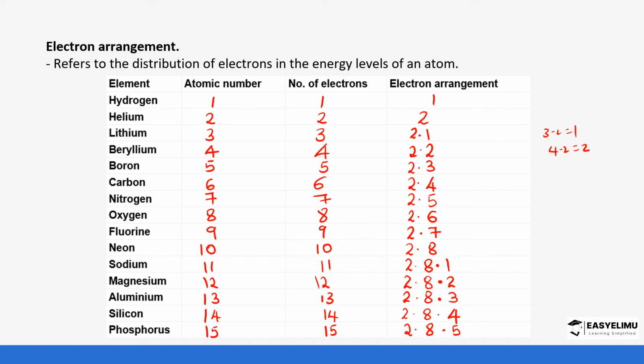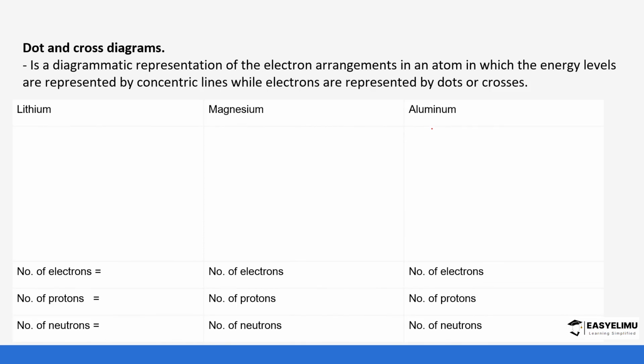The next thing we are going to look at, now that we are able to arrange the electrons, is that we can represent this electron arrangement in a dot and cross diagram. We are going to use dots and crosses to represent electrons. When it comes to the diagrammatic representation, we use circles. First of all, an example is lithium. Lithium is atomic number 3.